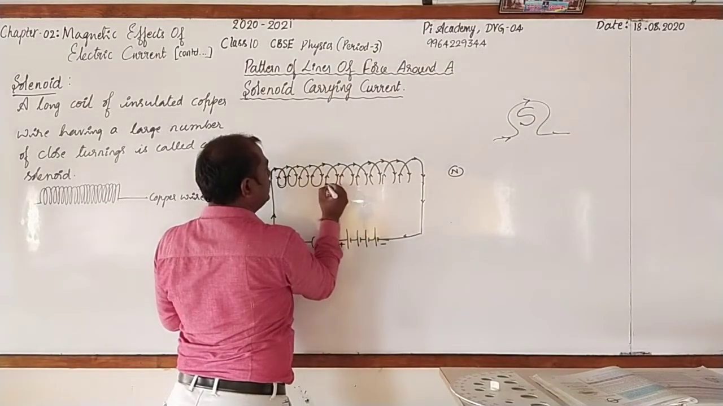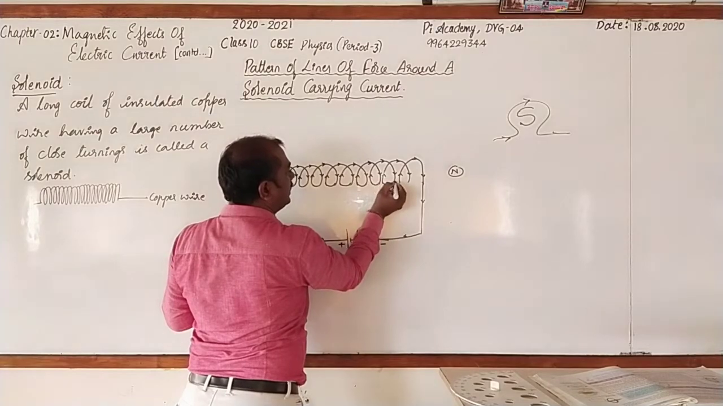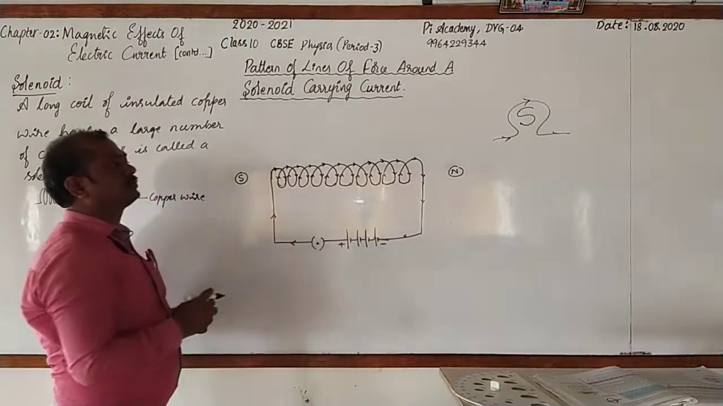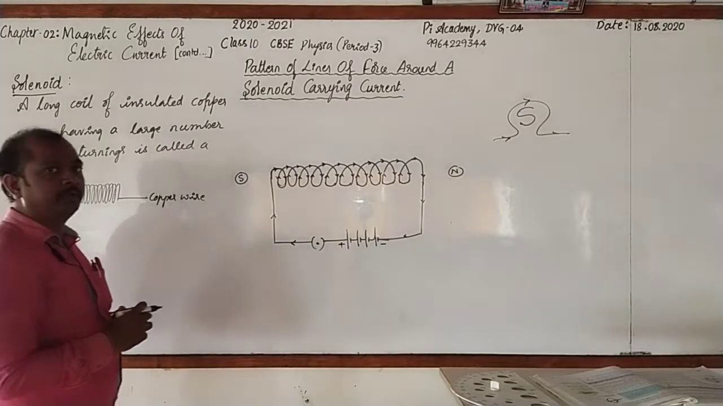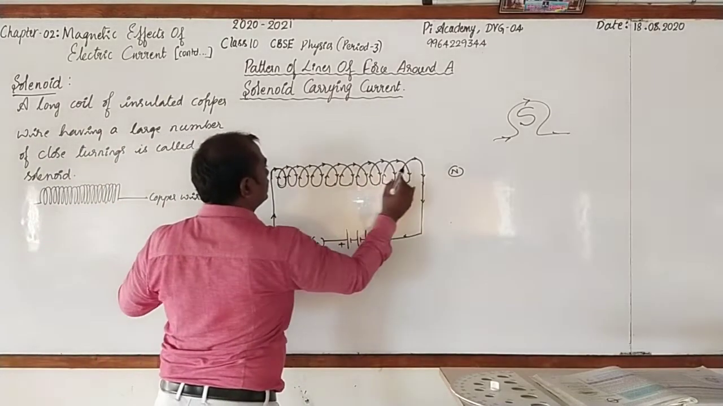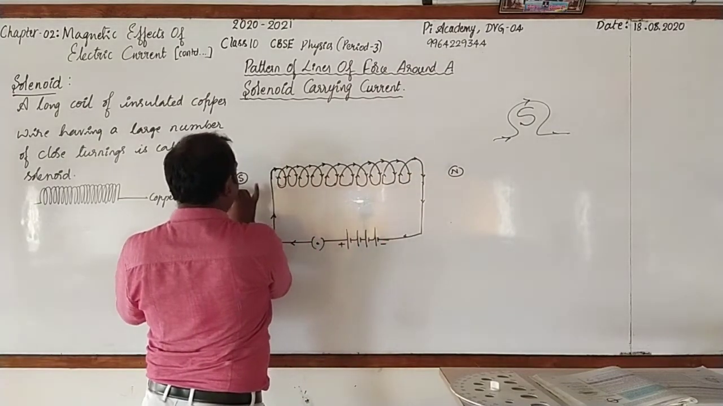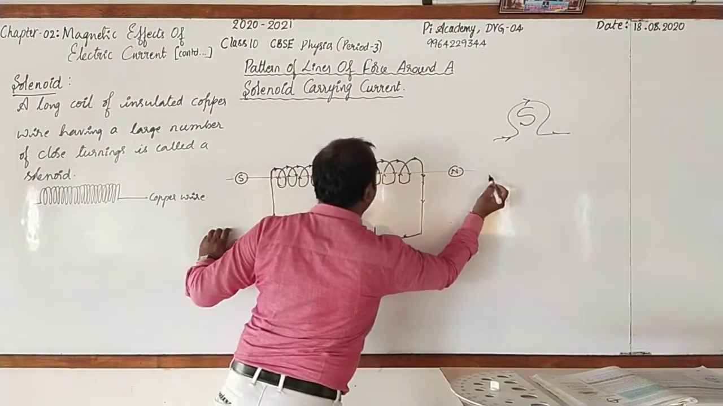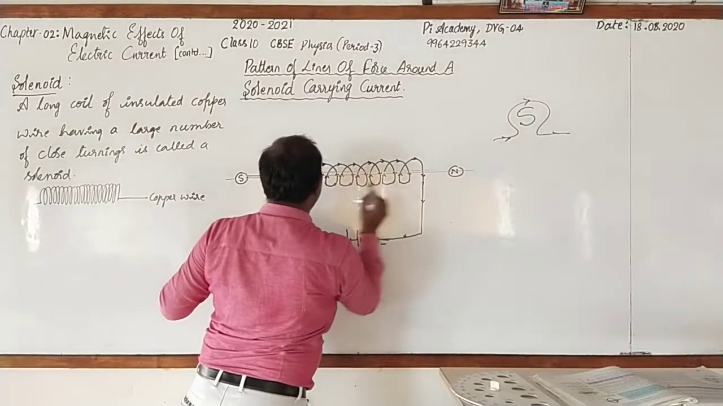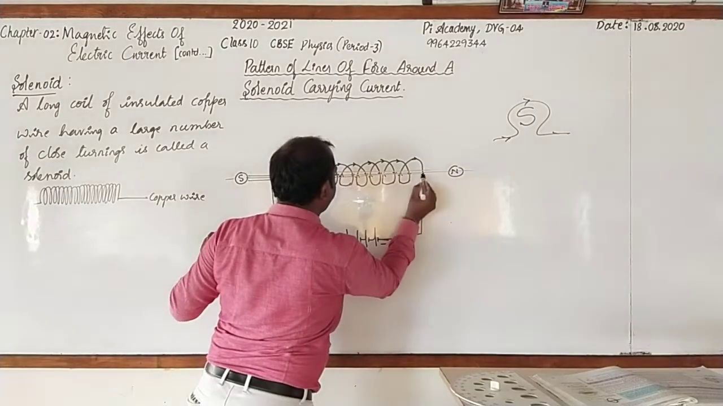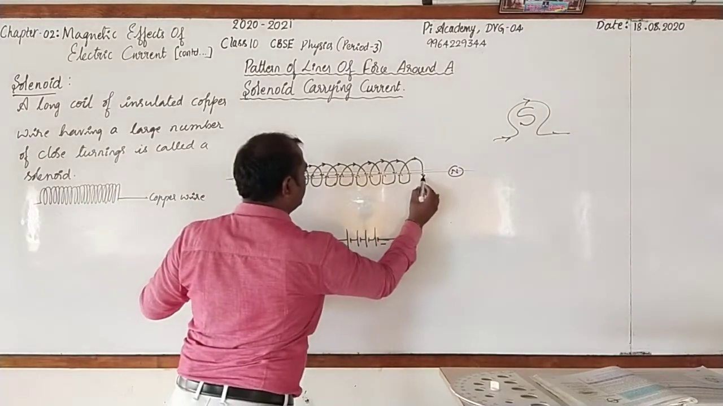Just keep observing. Now, as it acts as a magnet, there will be lines of force. Now we have to show the pattern of lines of force. How will it be? Observe here. This is the way. You can notice how the lines of force are.